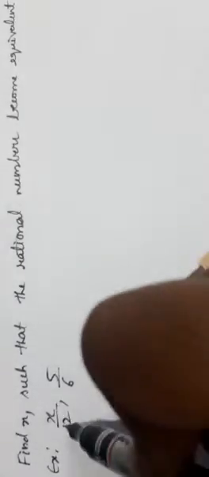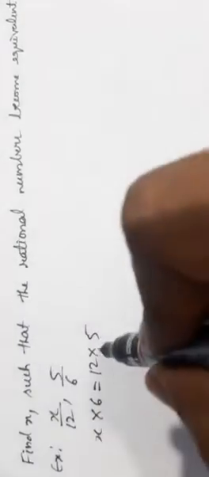Here I have taken one example children. x by 12 and 5 by 6 are the two rational numbers. Here it is given that the two rational numbers are equivalent. We have to find the value of x. When the two rational numbers are equivalent, how do you find the value? By cross multiplication. That is x into 6 must be equal to 12 into 5.